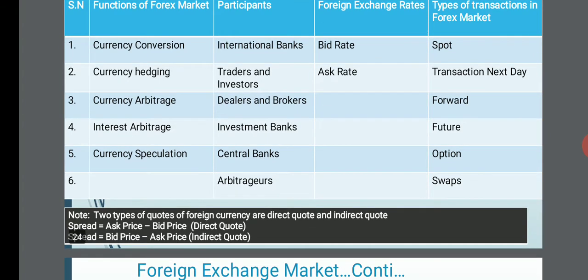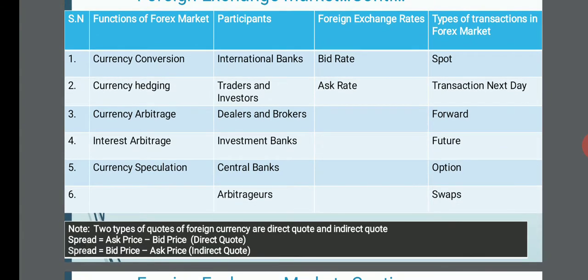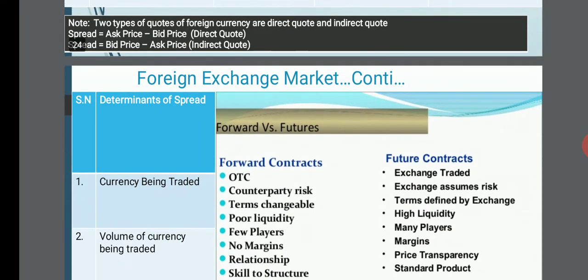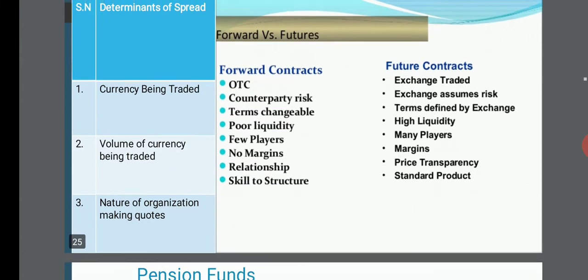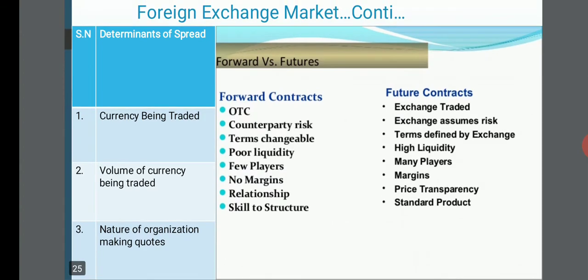Two types of quotes of foreign currency are direct quote and indirect quote. Spread is ask price minus bid price in case of a direct quote, and spread is bid price minus ask price in case of an indirect quote. In the foreign exchange market, determinants of spread are the currency being traded, volume of currency being traded, and nature of organization making quotes.